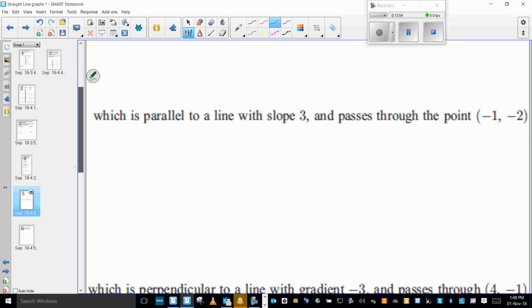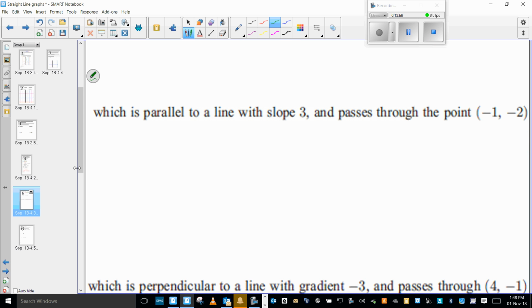Now we need to find the equation of a line that's parallel to a line with a slope 3 and passes through the point negative 1, negative 2. Alright, Cassidy, how am I going to start off? Can I tell what the gradient is? Are you sure? Why can't you? Well, it's not actually a slope 3. It's parallel to something with a slope 3.